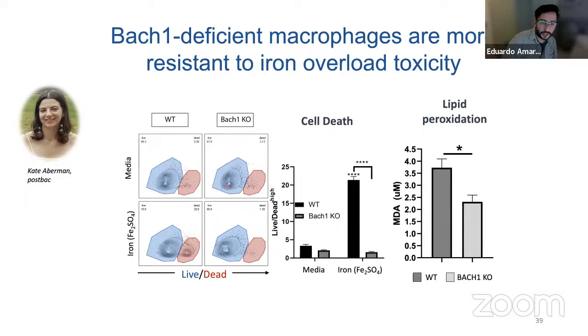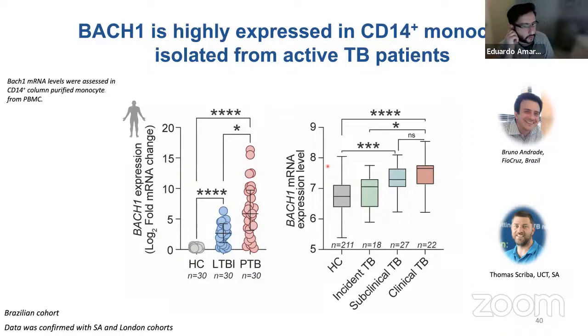However, when she looked at the cultures of macrophages deficient in BACH1, she saw that these cells are now more resistant to this iron-induced form of death. And this protection was associated with reduced lipid peroxidation. So we decided to look at BACH1 expression in TB patients, and in collaboration with Bruno Andrade in Brazil and Tony Scriba in Cape Town, we could look at BACH1 expression in two different cohorts. As we can see here, active TB patients in both cohorts show increased BACH1 expression compared to the healthy controls, suggesting that BACH1 is playing a role in determining disease progression in this disease.